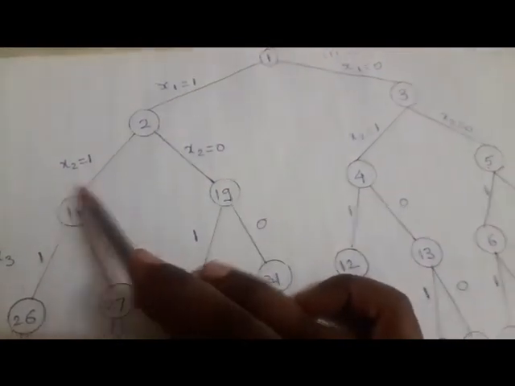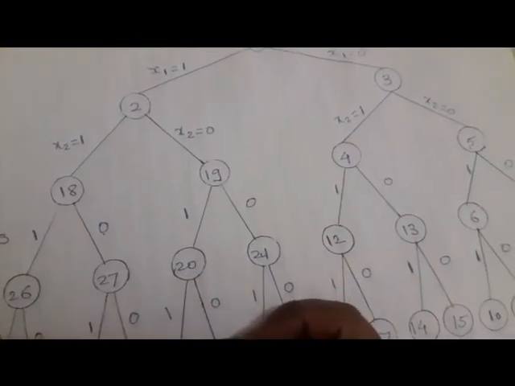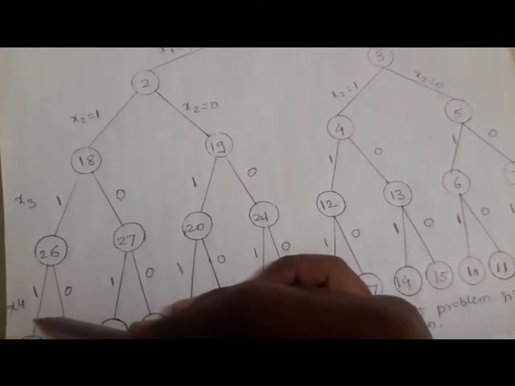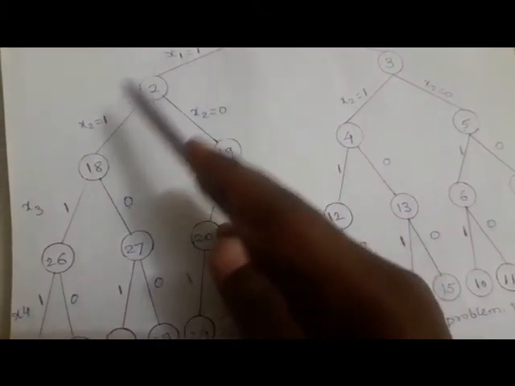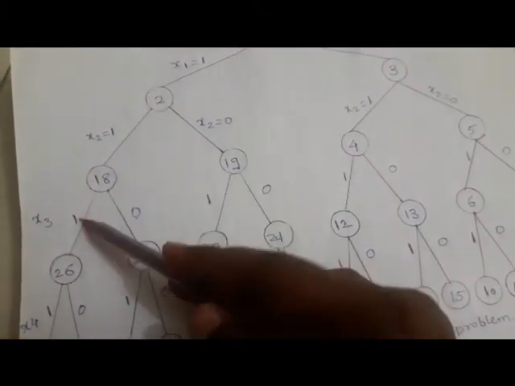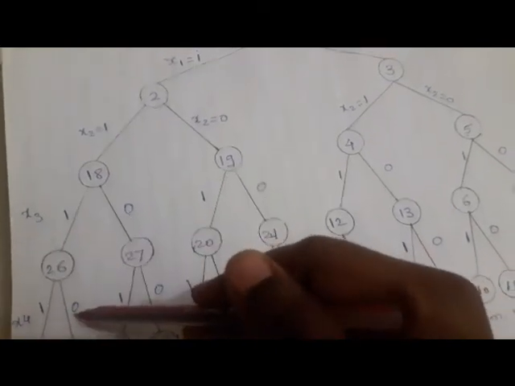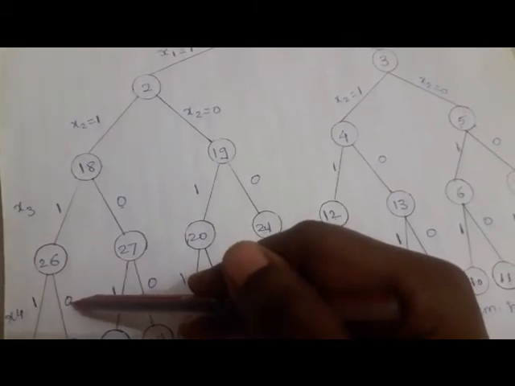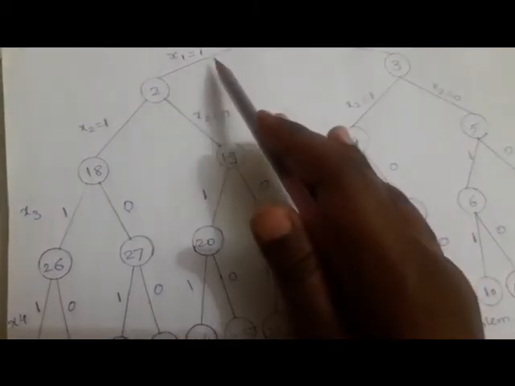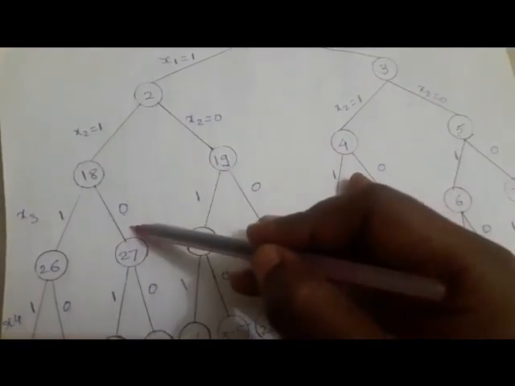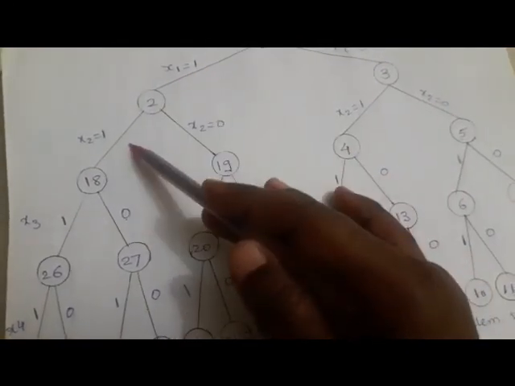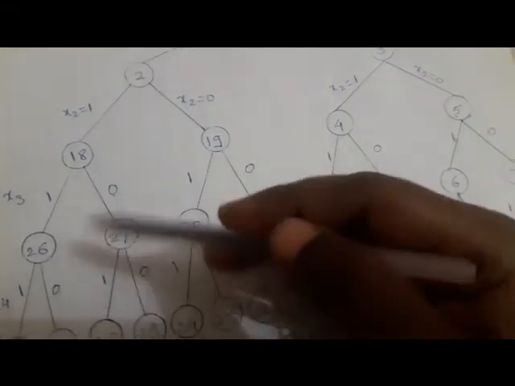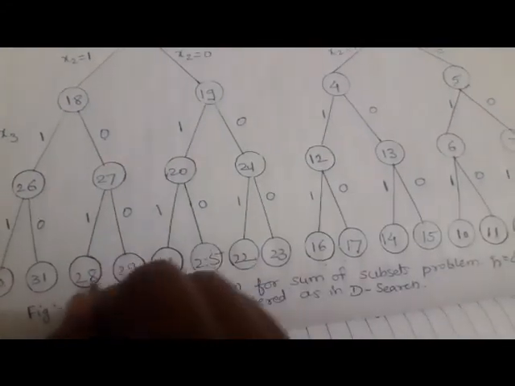So 11 plus 13 plus 24 plus 7, its sum is more than 31. Next, this 11 plus 13 plus 24, here x4 value is 0, so we will not include 7. Its value is again more than 31. So 11 plus 13, 24 is not added here. So 11 plus 13, it is 24. So 24 plus 7, it is 31. So here we got the answer.